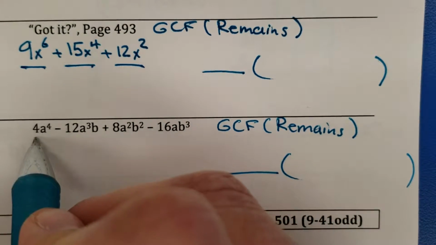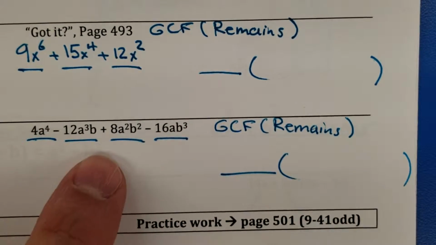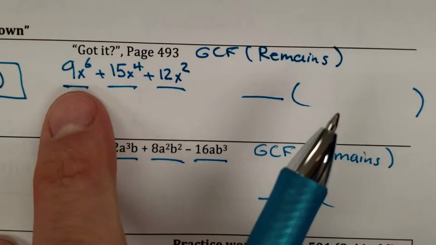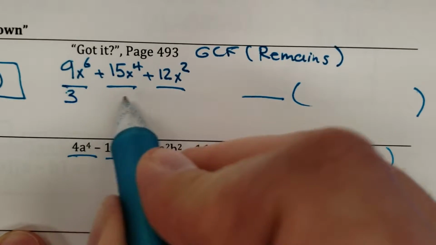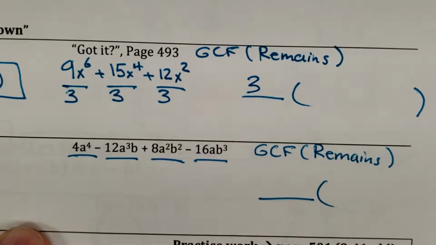Okay, so I'm going to divide 4 things down here and 3 things up top. Don't be intimidated. One thing at a time. You'll be fine. Let's see, 9, 15, 12. I think the biggest thing I can take out of there is a 3. If I tried anything more than a 3, I'd get decimals, and that's going to break the rules.